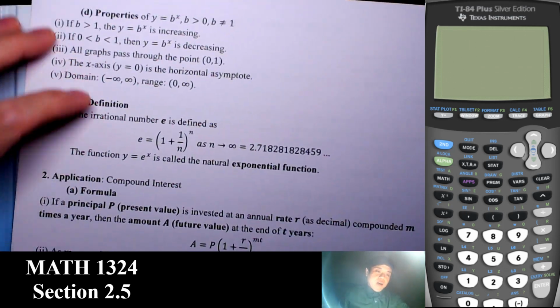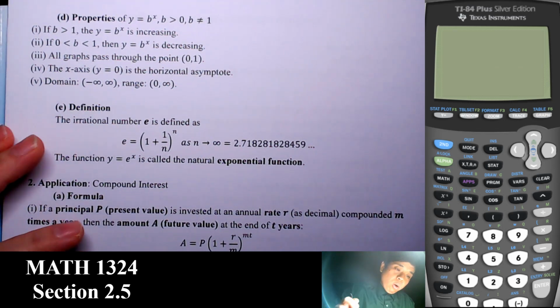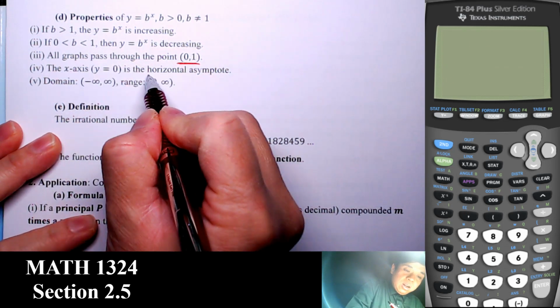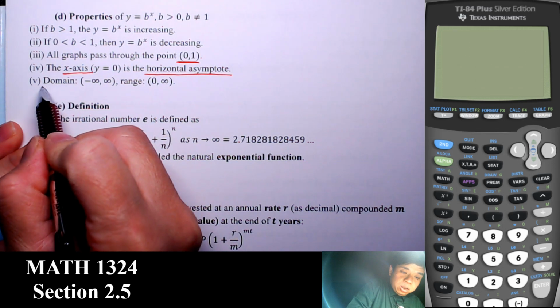Right, so we summarize everything in this. The two important parts of the graph are that it goes to the point, and it has the horizontal asymptote of the x-axis. Domain and range is this.